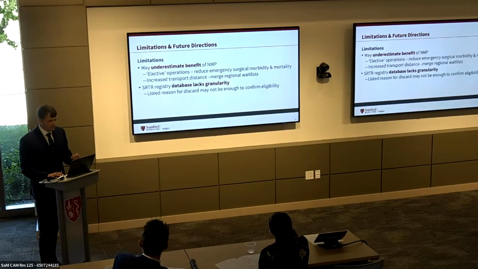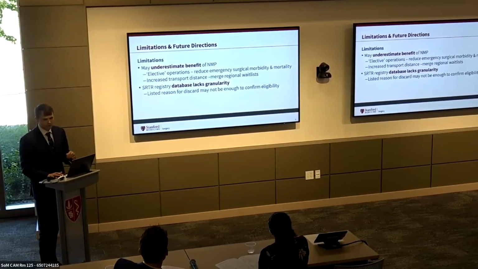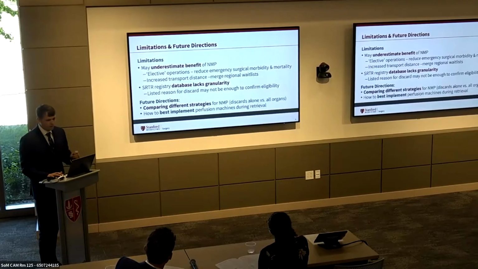The SRTR database also lacks some granularity. For example, we're not sure that organs that we think might be eligible would actually be eligible, but our model was relatively insensitive to that particular parameter, and we think that it would still likely be cost effective. Future work could compare strategies for normothermic machine perfusion, what the best way of implementing it is, and how we can use them during our retrieval operations.